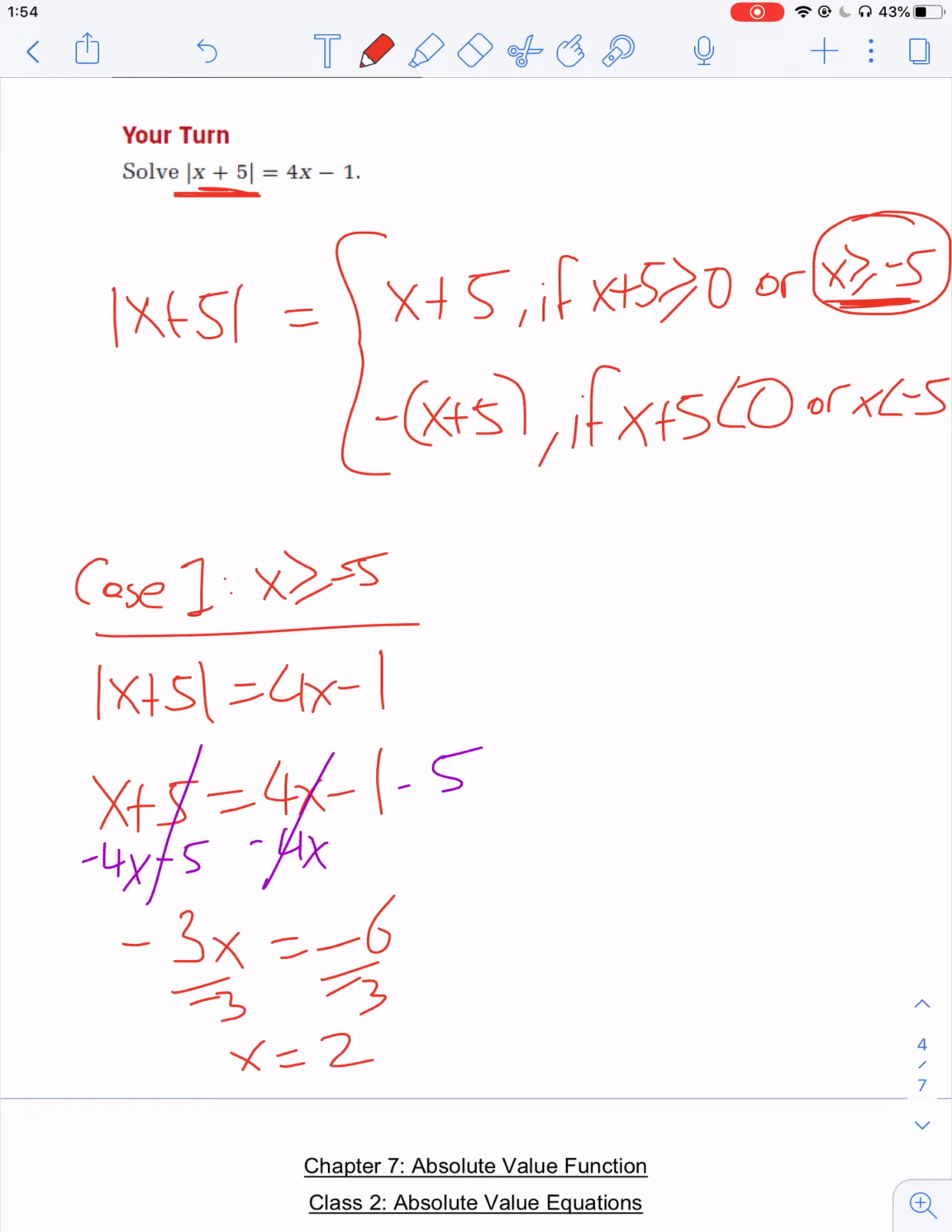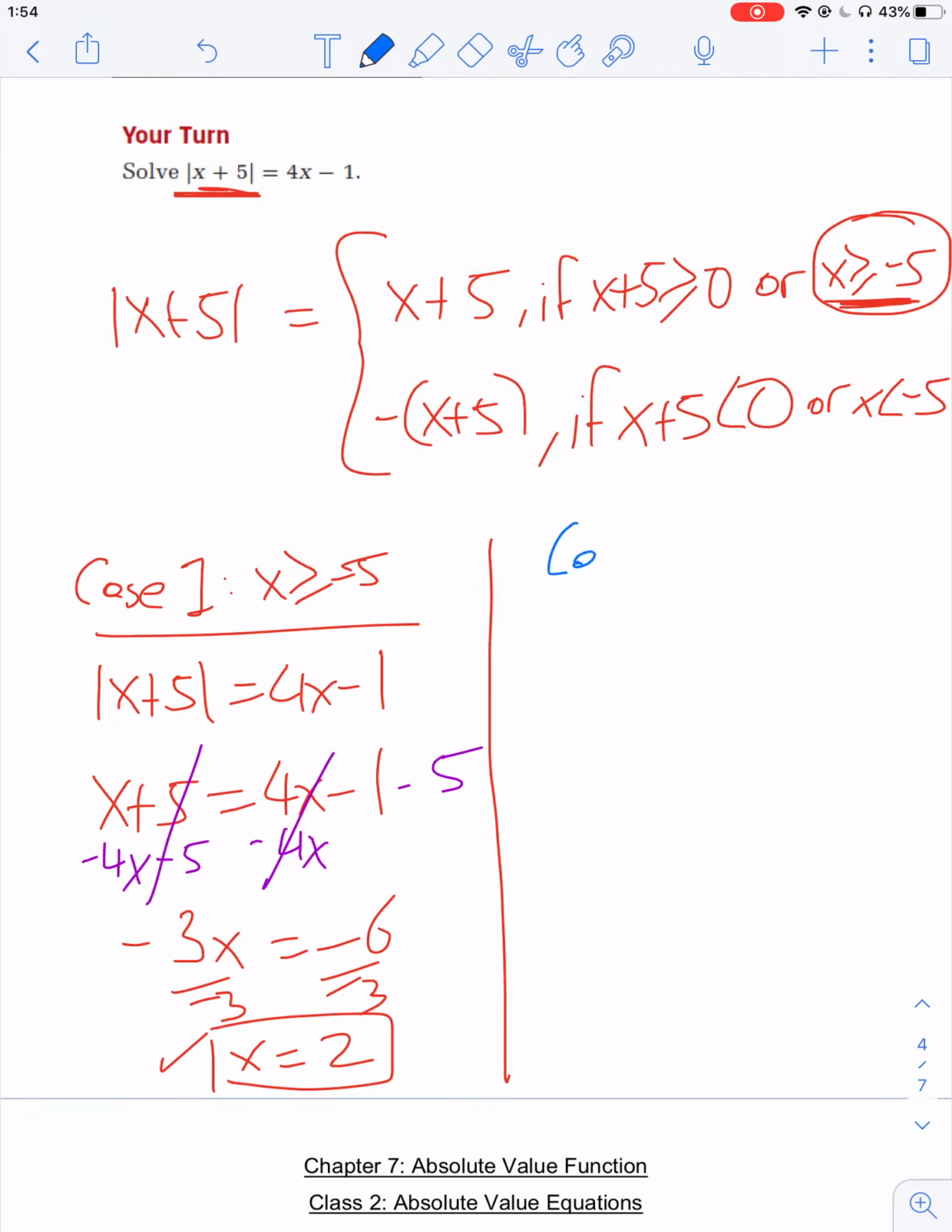Once you find this solution, check if it's within your domain. So is 2 greater than or equal to negative 5? Yes, it is. So that means the solution is good. Now let's break this into the second case.